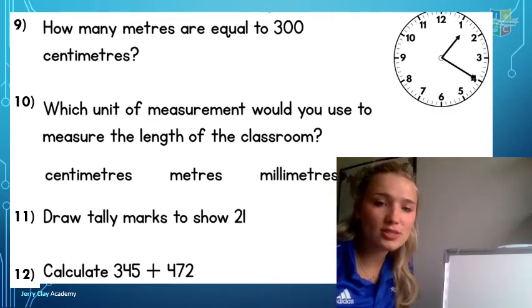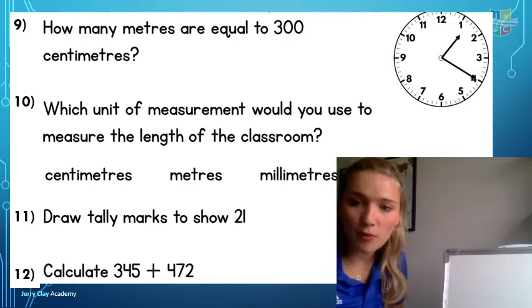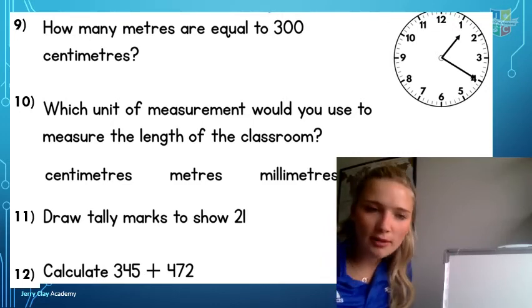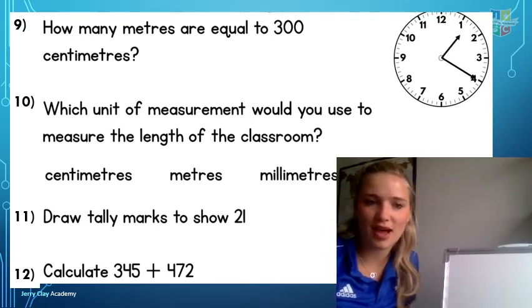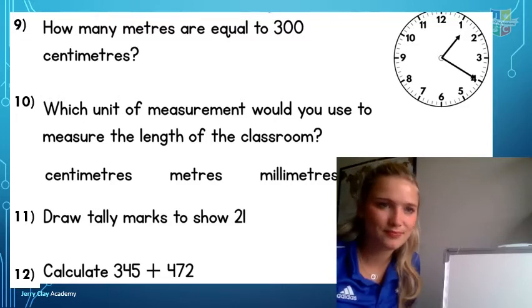Then, can you draw tally marks? So think about what a tally is to show the number 21. Think about what happens when you get to a certain number. And then finally, you should do your column method to calculate 345. Once you've done that, press play and we'll see if you've got the answers correct.